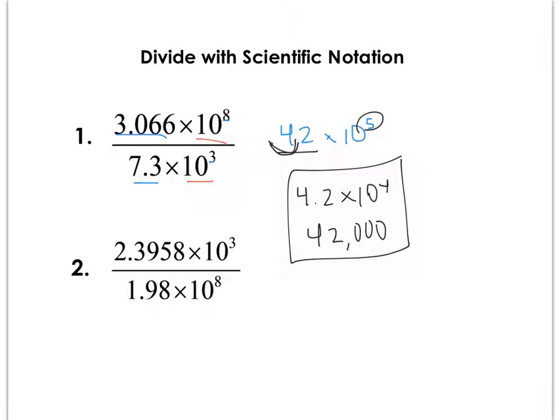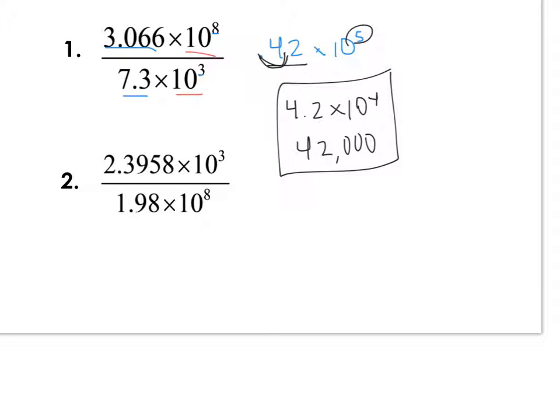Okay, and looking at the second example of dividing, let's break this up again, and I'm going to say 2.3958 divided by 1.98. And I get 1.21, so that's nice, that's between 1 and 10. And then 3 minus 8 is actually negative 5.